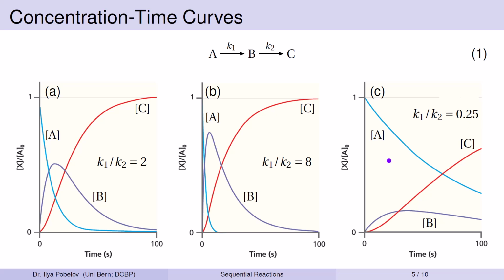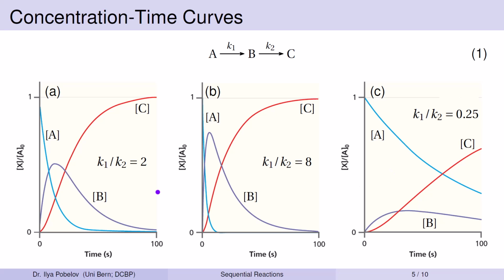This is consistent with the situation where the intermediate tends to decay faster than it is formed, resulting in smaller concentrations of the intermediate. In the opposing case, where K1 is higher than K2, as shown in figure B, the logic holds true with a higher intermediate concentration observed.